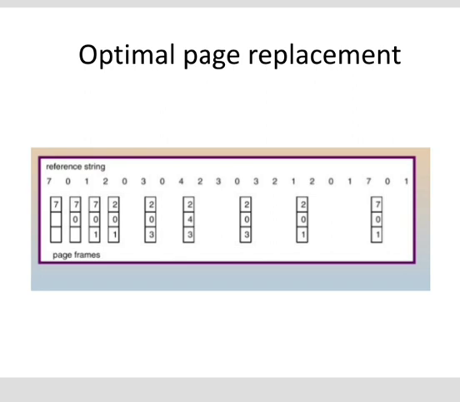Then the NRU page replacement algorithm. In this, two bits are associated with each page. These two bits are R and M. R is for referenced, M is for modified. The bit R is set whenever the page is referenced, and bit M is set when the page is written to, that is, modified.